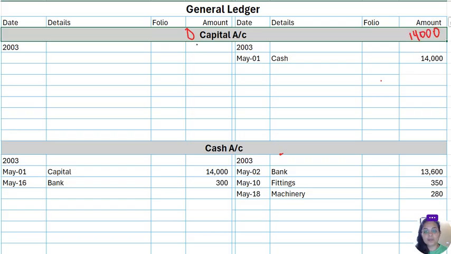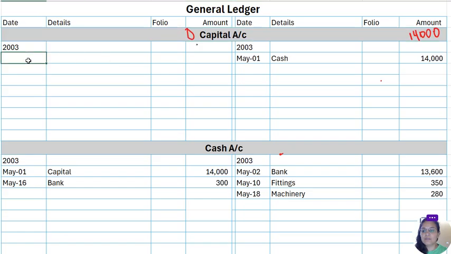Now in maths, you will know what is bigger and what is smaller. At this time, the credit side is more than the debit side. So you subtract the smaller amount from the larger amount. In this case, the credit side is more, so the debit side is less. When you identify the side that is less, you immediately put in the date, May 31st, and your balance carried down.